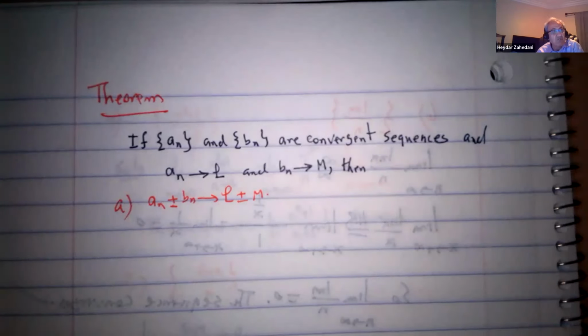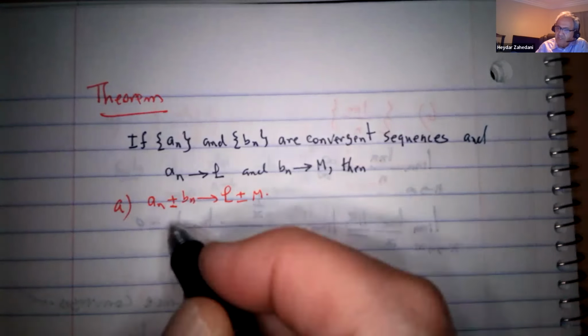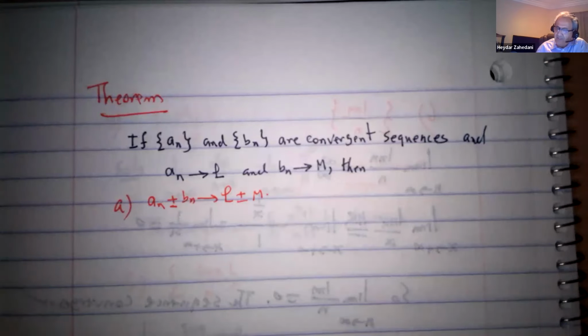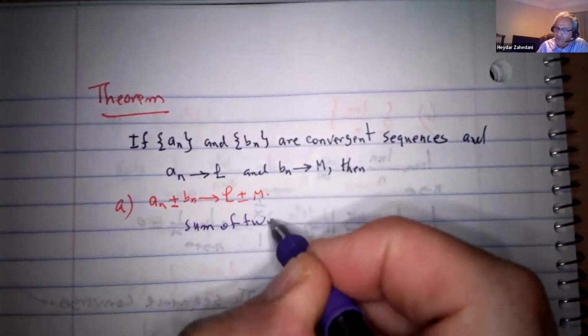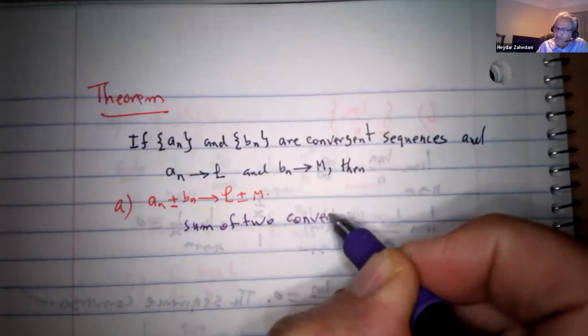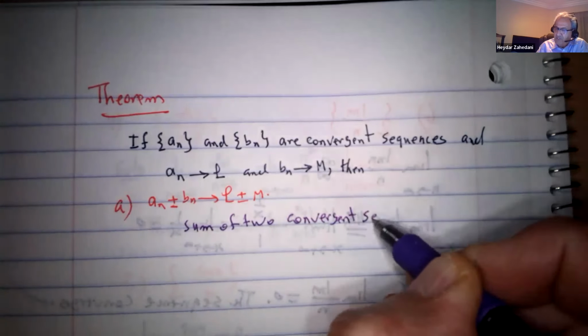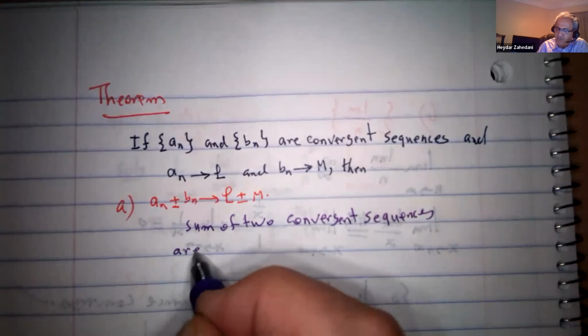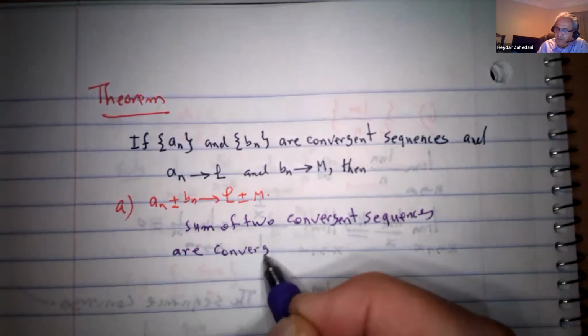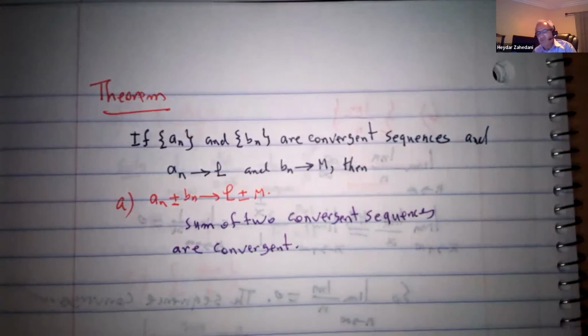So this means if two sequences are convergent, then the sum of the sequences is convergent too. The sum of two convergent sequences is convergent. So if you have two sequences which are convergent, add them together, they would be convergent too. So it's going to be addition, subtraction.